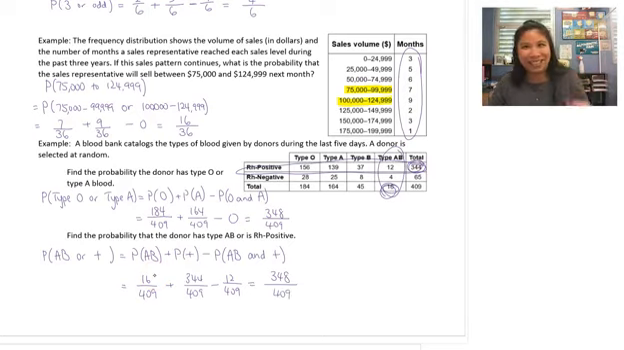Okay, that's not always going to be the same number. It just so happened. All right, so this is where you want to pay attention to: can the two events happen at the same time, so that you remember to subtract it out using the formula.